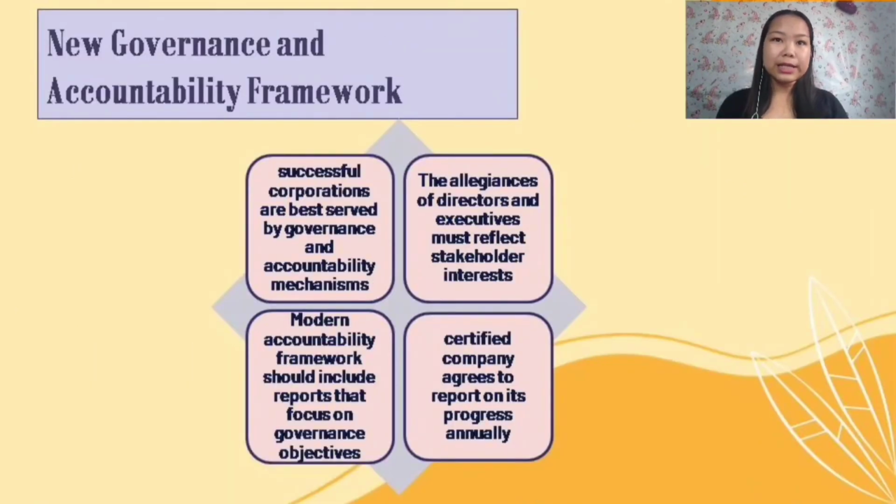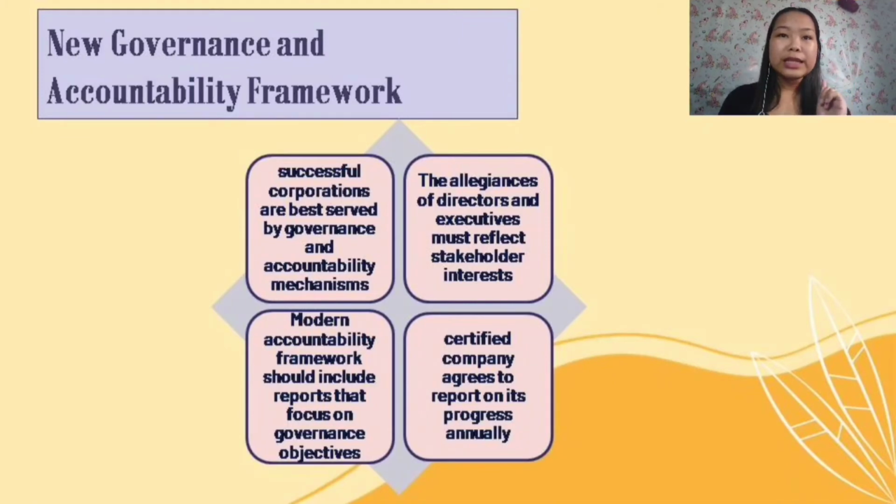Based on this analysis, successful corporations are best served by governance and accountability mechanisms that focus on a different and broader set of fiduciary relationships than in the past. The allegiances of directors and executives must reflect the stakeholder interests in terms of goals, processes, and outcomes. Governance objectives and processes must direct attention to these new perspectives, and modern accountability frameworks should include reports that focus on them. If not, the public's expectations will not be met, and regulations may be created to ensure such attention and focus.